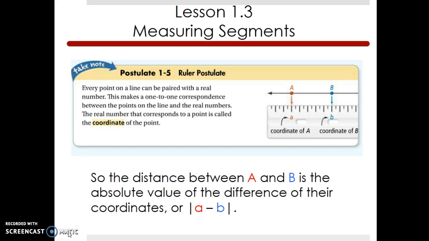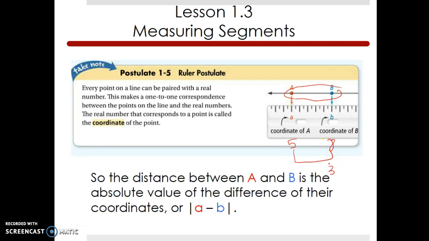The real number that corresponds to a point is called the coordinate of the point. So over here, the main idea to find the distance between A and B is you can subtract these two numbers and find the absolute value of it. So for example, what's the difference if A was 5 and B was 8? What's the distance between them? The distance is 3, correct?